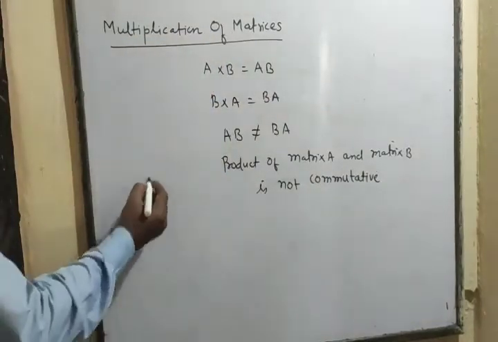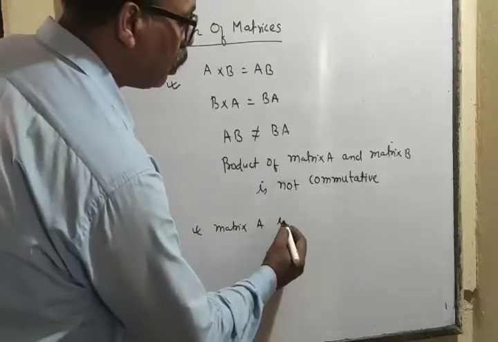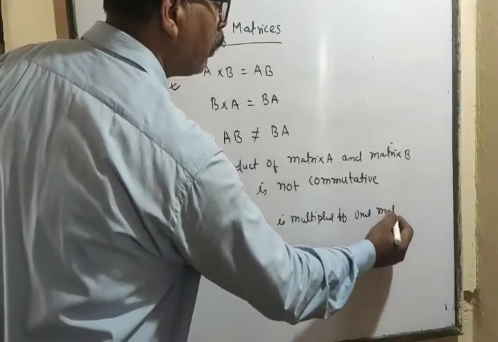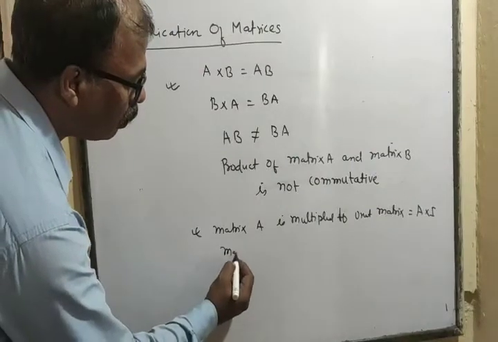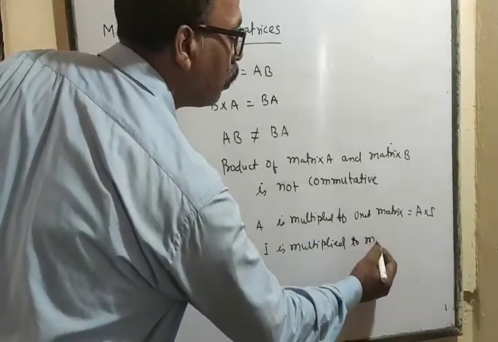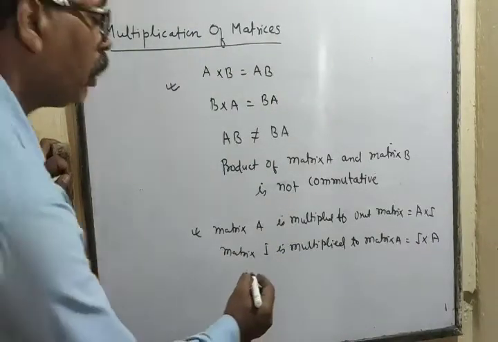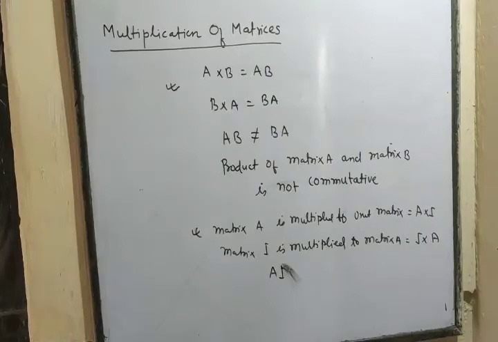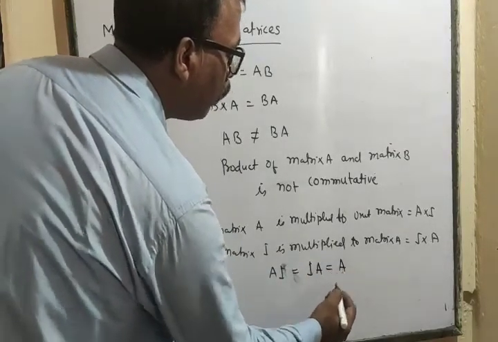One more fact is, if matrix A is multiplied to the unit matrix, obviously the result will be A into I, and if matrix I is multiplied to matrix A, it will be I into A. So the value of AI will be equal to the value of IA, and it will be equal to matrix A itself.